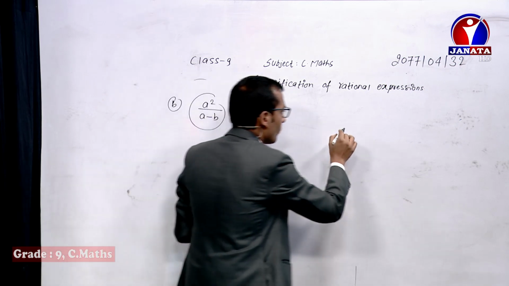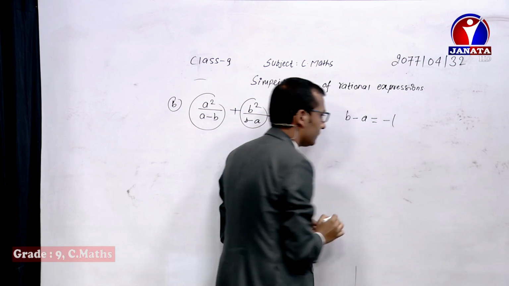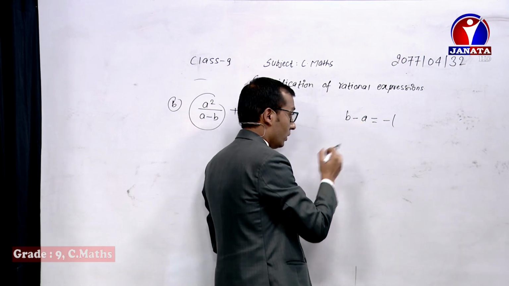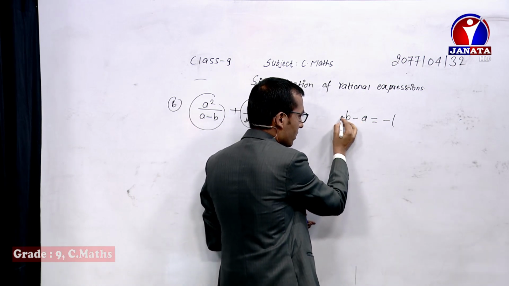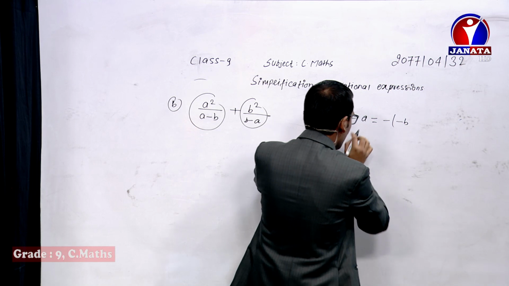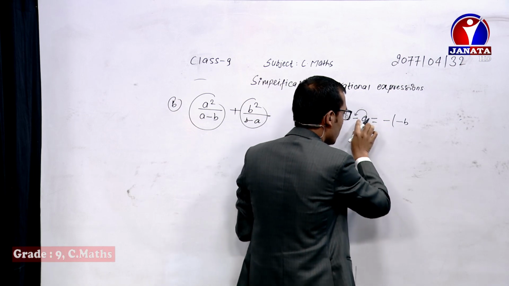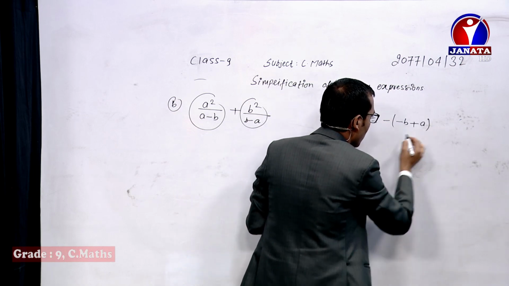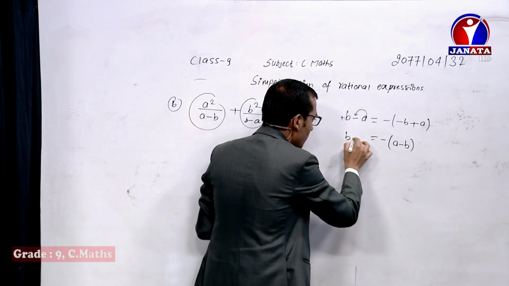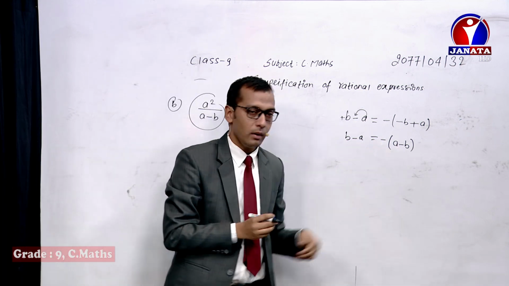Let's see here, b minus a is equal to, if we take negative sign common, the signs of these two terms will be changed. So what is the sign of b? It's plus here. Now after taking negative sign common, we need to change the sign. It becomes minus b, and the sign of a is negative. We have taken negative sign common, so the sign should be changed. So it will be plus a. So negative sign times a minus b. So b minus a is equal to negative sign times a minus b.